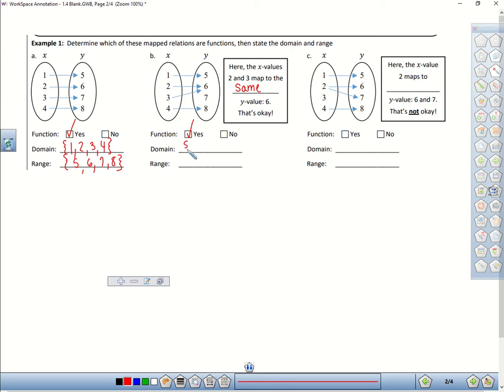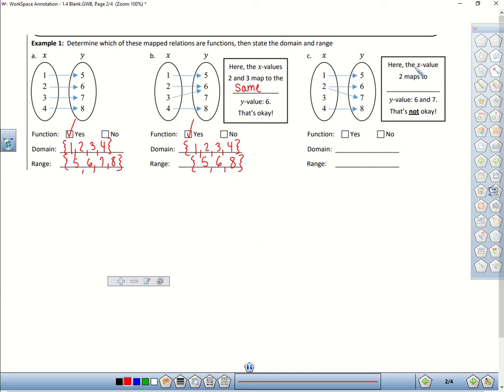So the domain are all the x values that we used, which are all of the ones listed. And the range is 5, 6, and 8. Now the reason we skipped the 7 is because we did not use the 7. There's no arrow going to the 7 here.